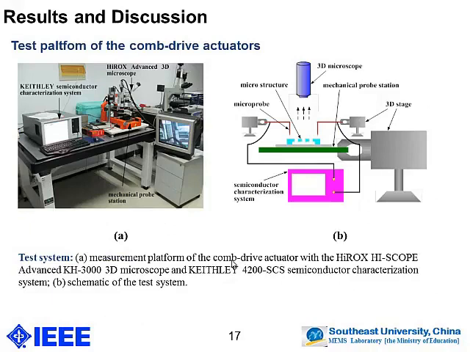This is a platform for the comb-drive actuator measurement. This is the schematic of the tester system. The semiconductor characterization system was used to measure the capacitance of the comb-drive actuator. Also, it was used to give the power to drive the comb-drive actuator, and the three-dimensional microscope was used to measure the displacement of the actuator.